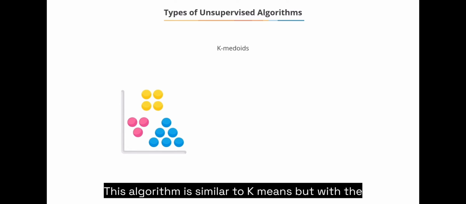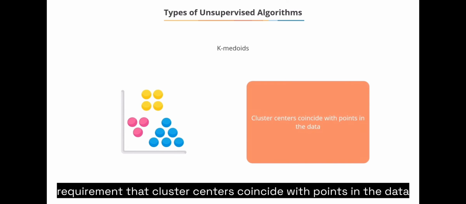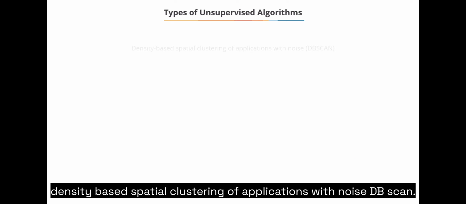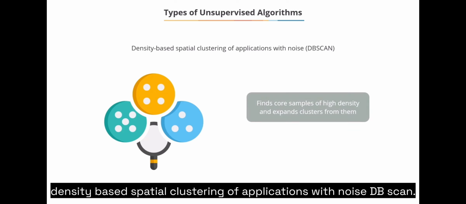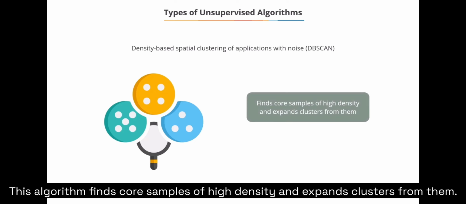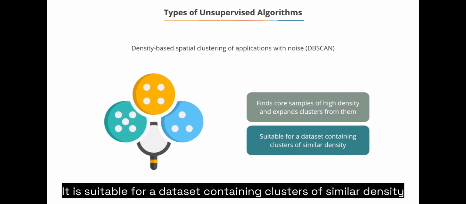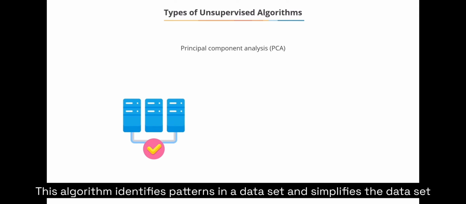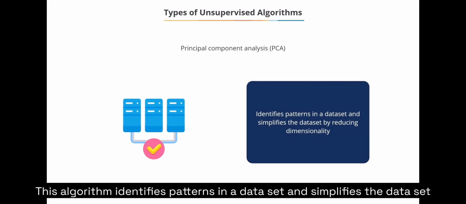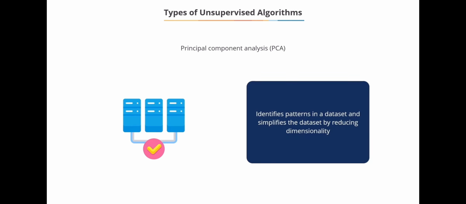K-medoids. This algorithm is similar to k-means, but with the requirement that cluster centers coincide with points in the data. Density-based spatial clustering of applications with noise, DBSCAN. This algorithm finds core samples of high density and expands clusters from them. It is suitable for a data set containing clusters of similar density. Principal component analysis, PCA. This algorithm identifies patterns in a data set and simplifies the data set by reducing dimensionality.